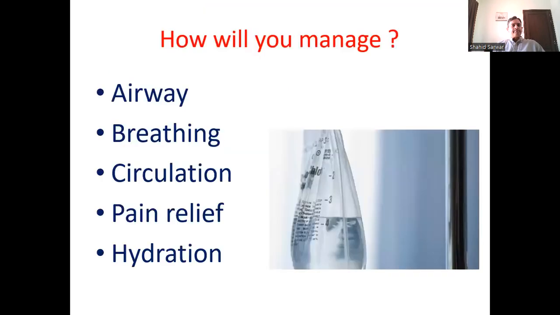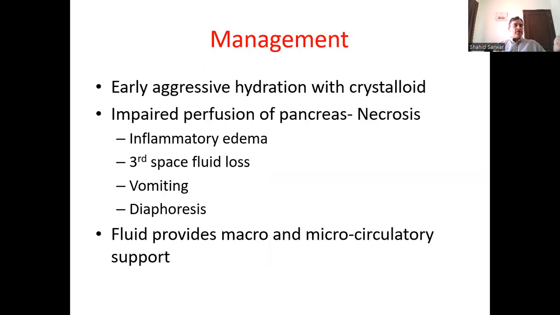How should I manage? As with any patient who is critically admitted in emergency, airway, breathing, circulation, pain relief, and hydration are the primary things that you do for every patient. But the most important thing for acute pancreatitis is aggressive hydration right from the start of admission. And you need to use crystalloids for that. Why? Because I'm trying to avoid problems in patients who are likely to develop necrotizing pancreatitis, because in that case the patient can have severe dehydration and circulatory insufficiency leading to multi-organ failure, because the fluid is being lost in the third space, in vomiting, in diaphoresis, and in inflammation.